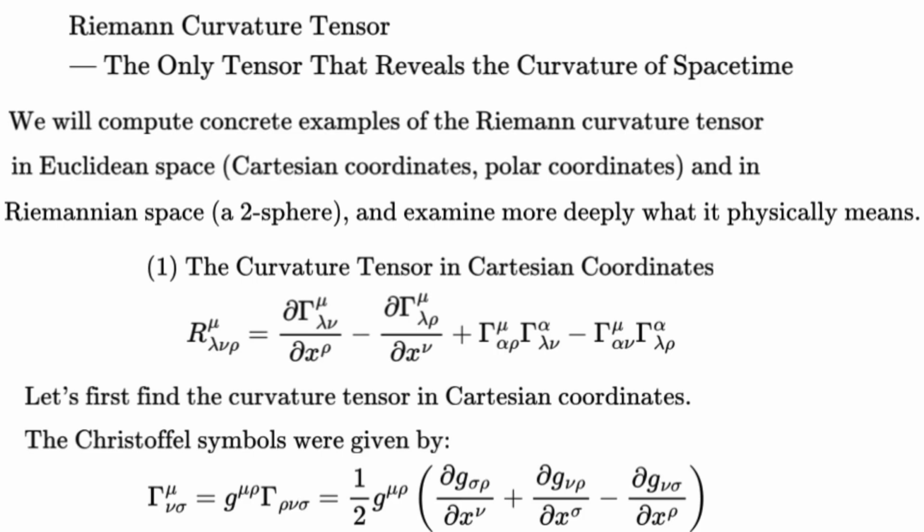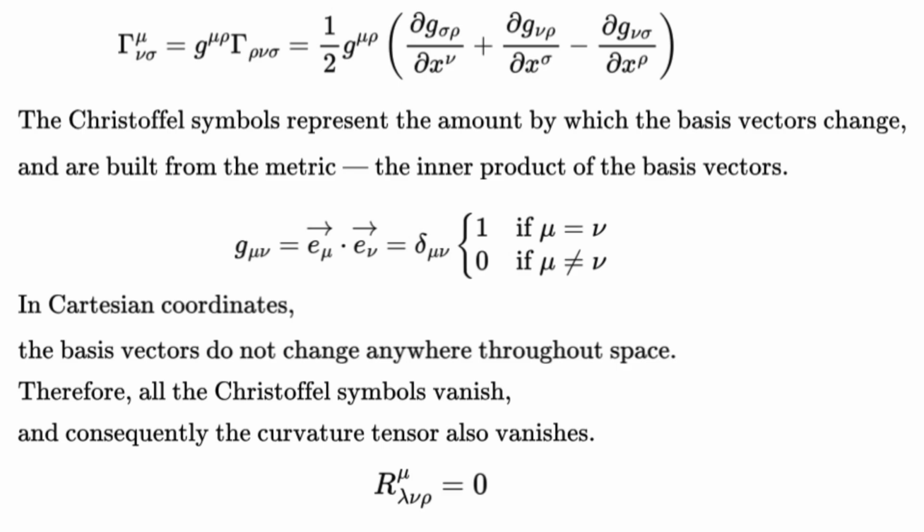1. The curvature tensor in Cartesian coordinates. Let's first find the curvature tensor in Cartesian coordinates. The Christoffel symbols were given by the following. The Christoffel symbols represent the amount by which the basis vectors change, and are built from the metric, the inner product of the basis vectors.